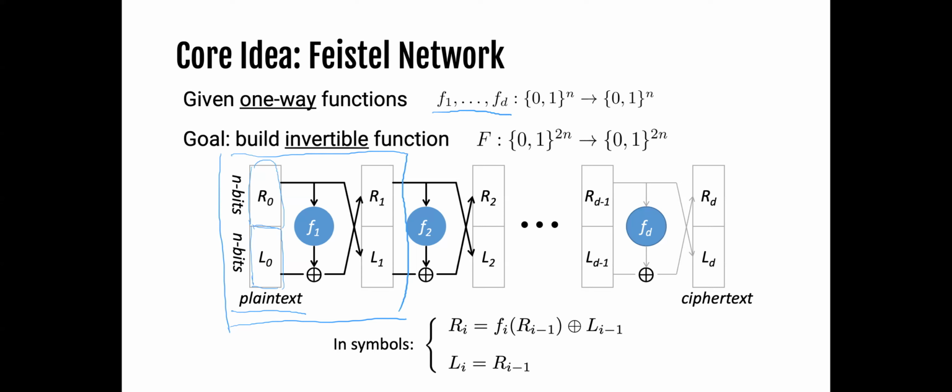So let's see, what is L1 equal to? The R0 part of it just directly goes to L1, right? So we have L1 equal to R0. And then R0 goes into this one-way function, and then it is XORed with L0. After this, the output goes to R1. So R1 is equal to L0 XOR F1 of R0. All right. So far, so good.